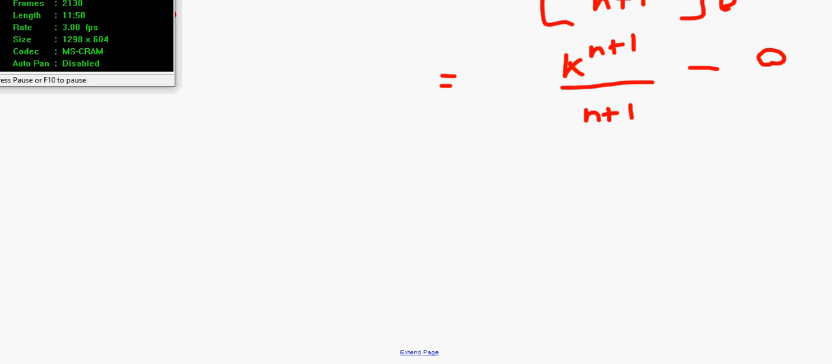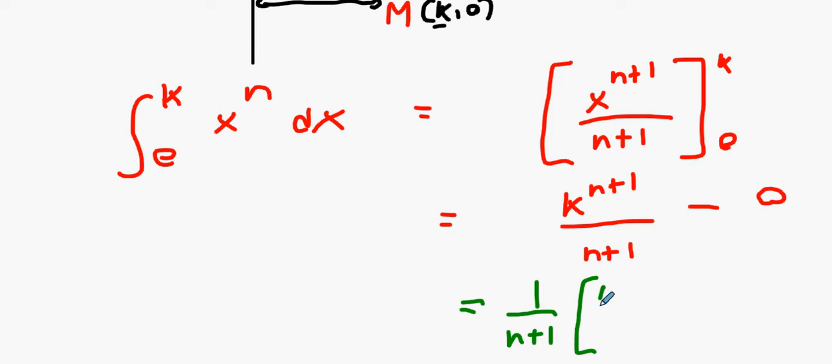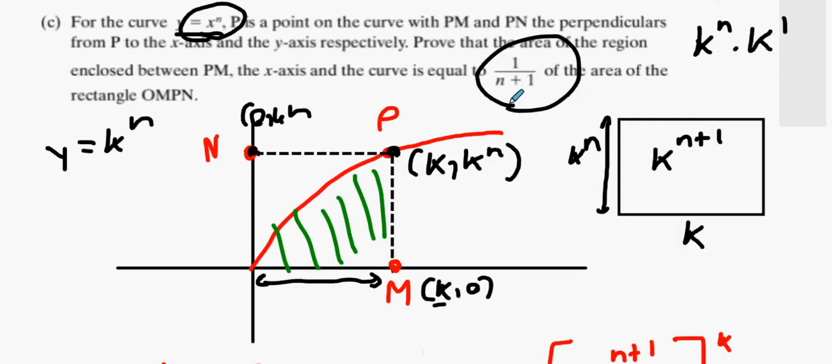Alright. Now, as I was saying, we're just going to take out the fraction. It's going to be 1 over n plus 1 times kn plus 1. Now, we have to figure out what fraction that is of the original rectangle. So if we divide by the original rectangle's area, which is kn plus 1, what happens? Cancel, and the answer is 1 over n plus 1, and that is what you were asked for.